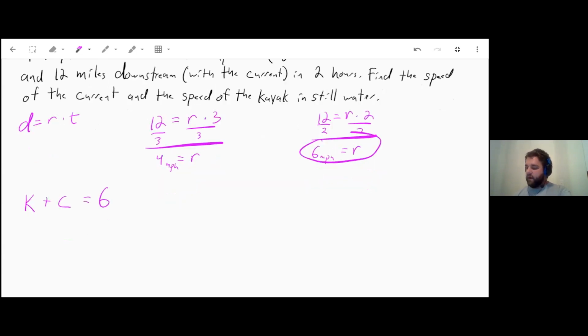Now, when you're going against the current but making progress, the speed of the kayak is subtracting the speed of the current, and that leaves us with the speed when we're going into the current, which in this case is 4 miles per hour. This is one that we can solve pretty easily. I will just add these two equations together. So k plus k gives us 2k. c plus negative c cancel each other out, and 6 plus 4 gives us 10.